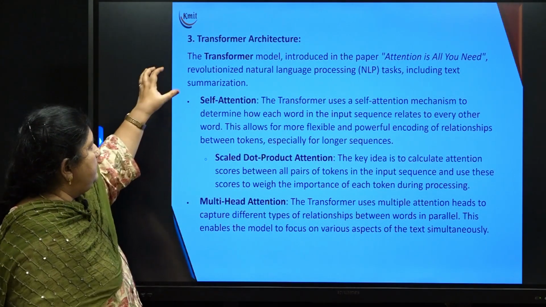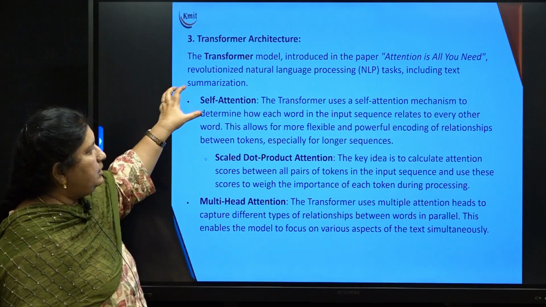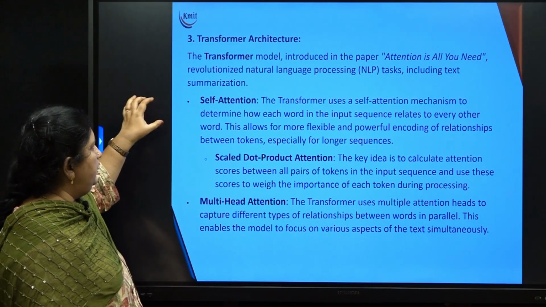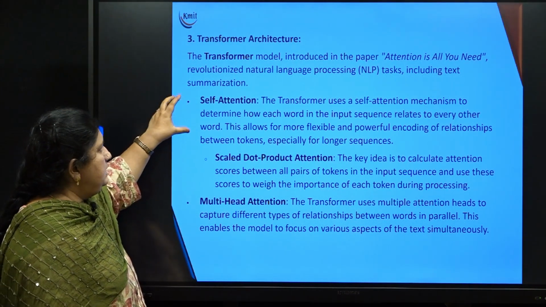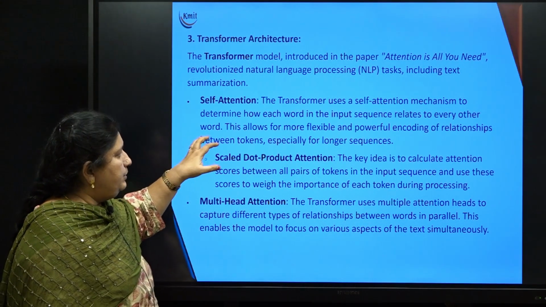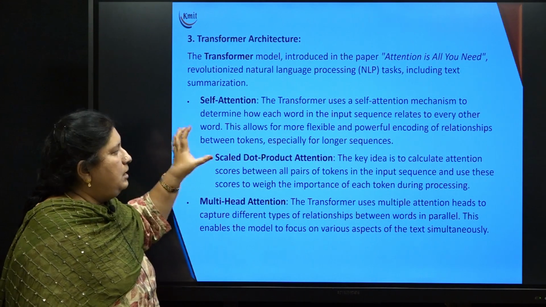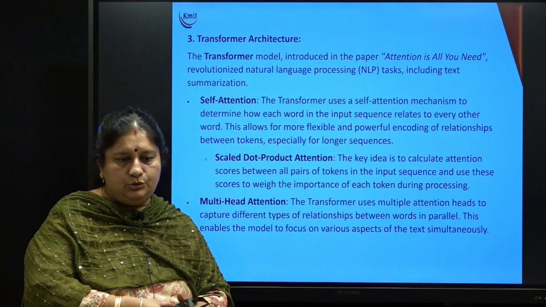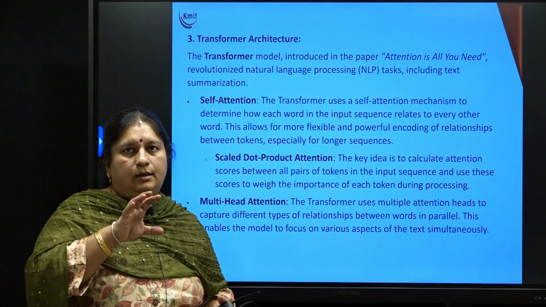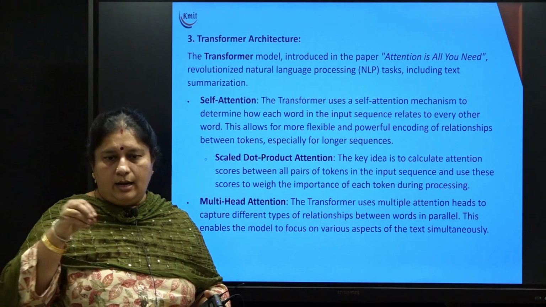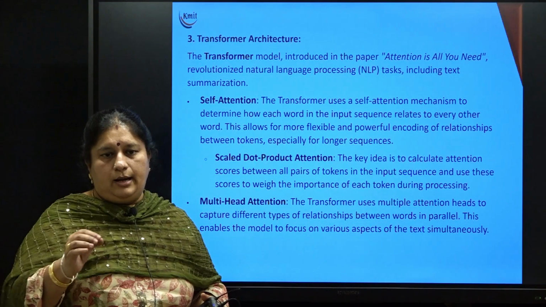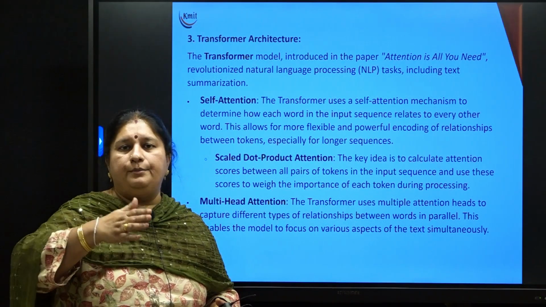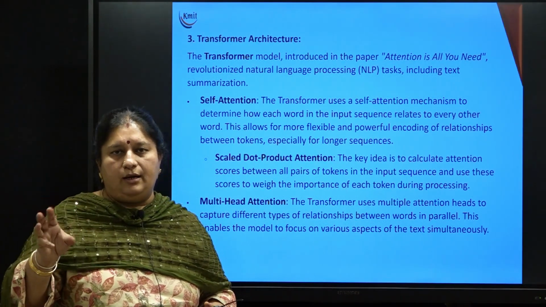What is the transformer architecture? This model was introduced in the paper, Attention Is All You Need. It uses the self-attention mechanism. In this, it determines how each word is related to the input sequence. Say for example, I am saying the sentences: right now I am teaching, right now I am recording, and I am teaching generative AI. I have given 3 sentences.